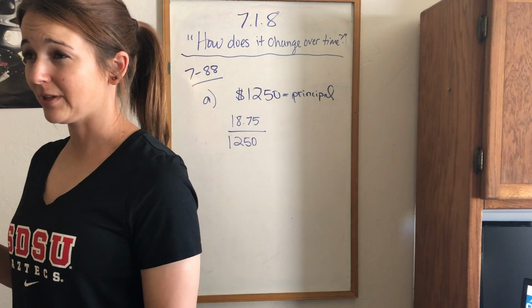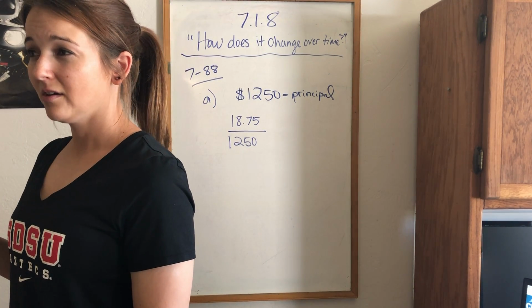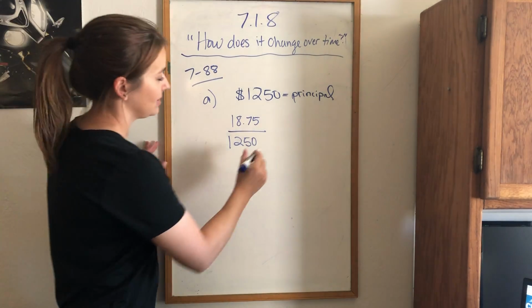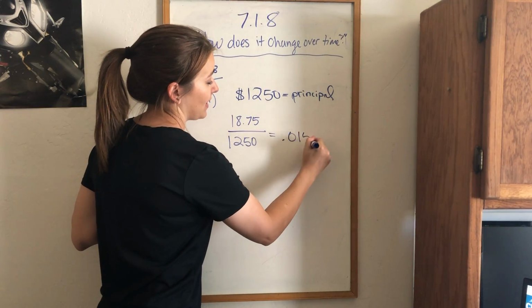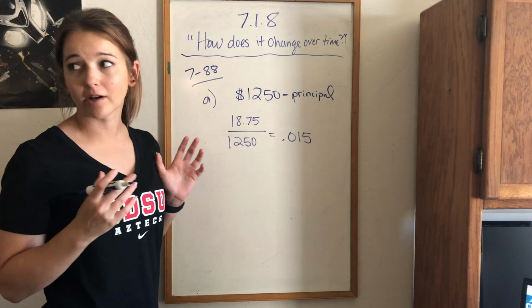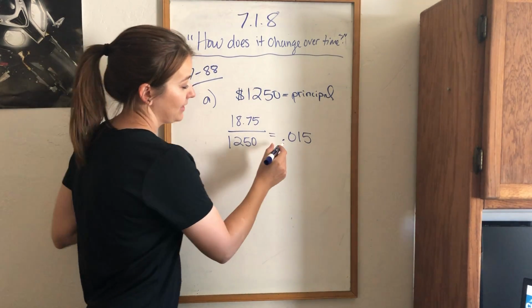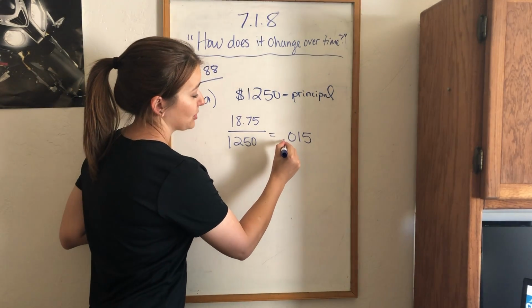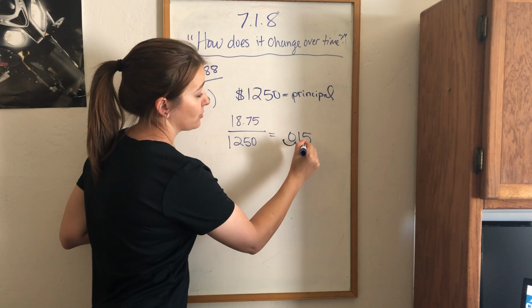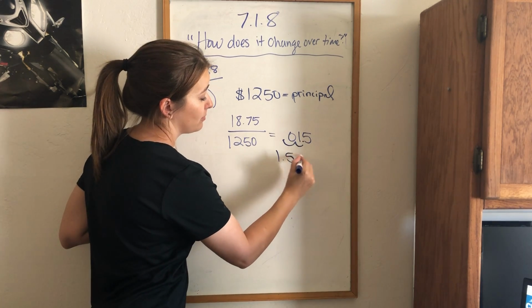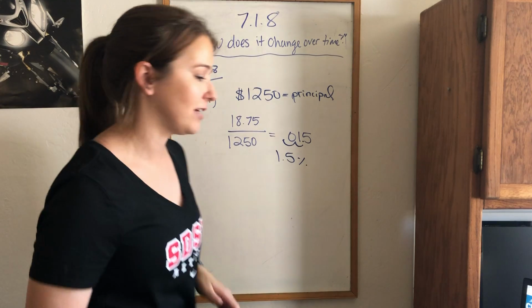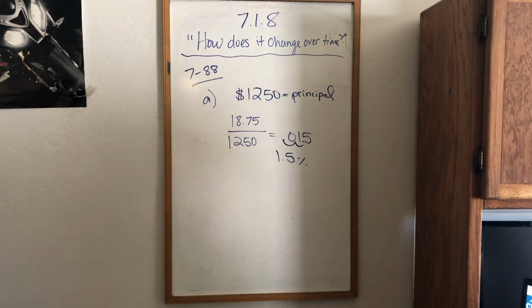1875. But that's not going to give you the right thing. No. Okay, it should be 0.015. That should be what comes up in the calculator. And then to make that a percent, we want to move the decimal to the right twice, and you get 1.5%. So they're charging 1.5% interest on that amount.